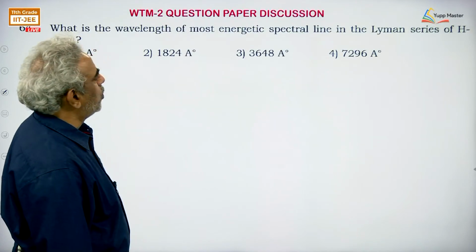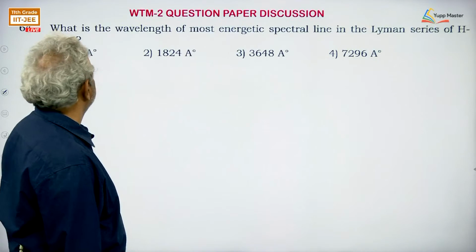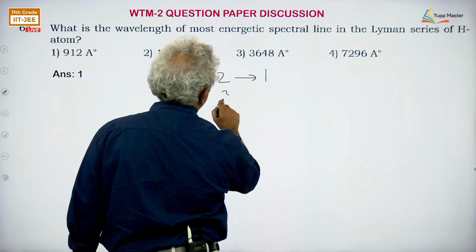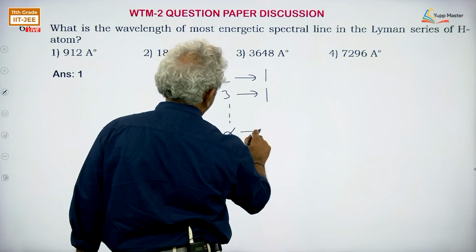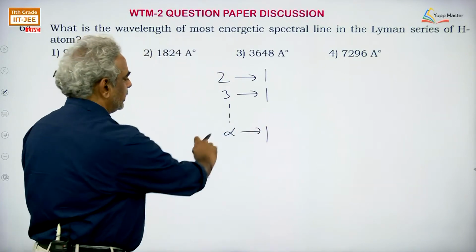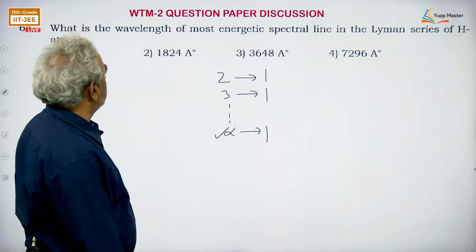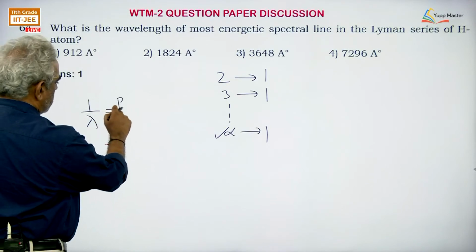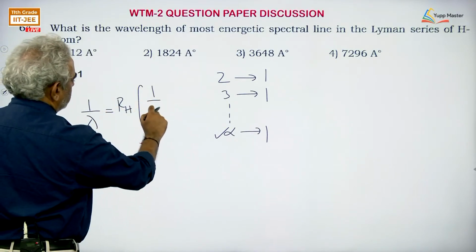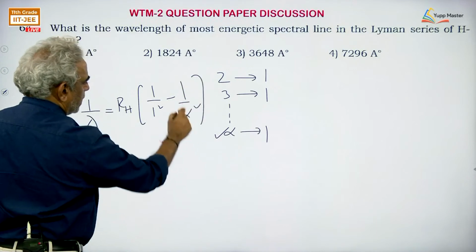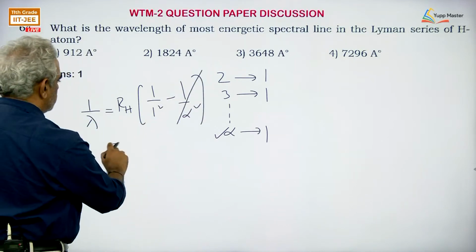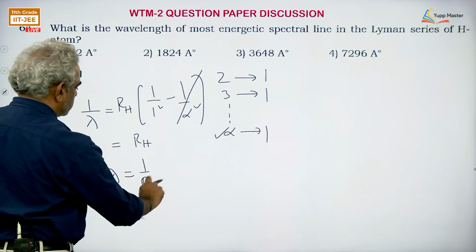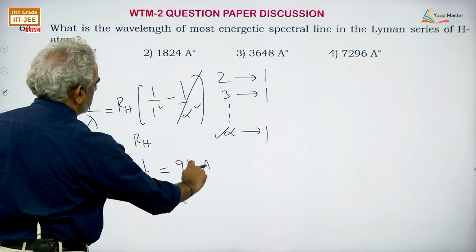What is the wavelength of the most energetic spectral line in the Lyman series of H atom? Lyman: 2 to 1, 3 to 1, infinity to 1. Most energetic, infinity to 1. He wants the wavelength. So 1 by lambda is equal to RH into 1 by 1 square minus 1 by infinity square. 1 by infinity square is 0. So this is simply RH. So lambda is equal to 1 by RH. This is going to give you 912 angstroms.